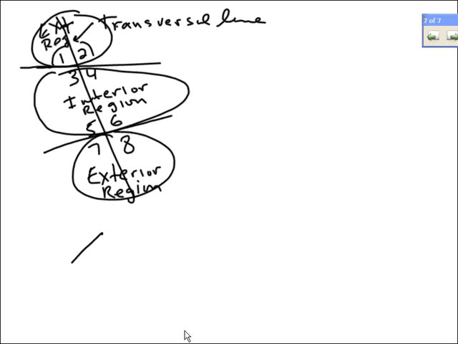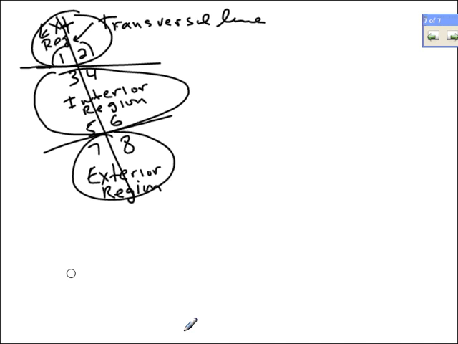So if you are in between the two lines, those 4 angles are interior angles. The angles outside are called exterior angles. So 1 and 2 are exterior, 3, 4, 5, and 6 are interior, and 7 and 8 are back to outside. So those are exterior angles. Okay.